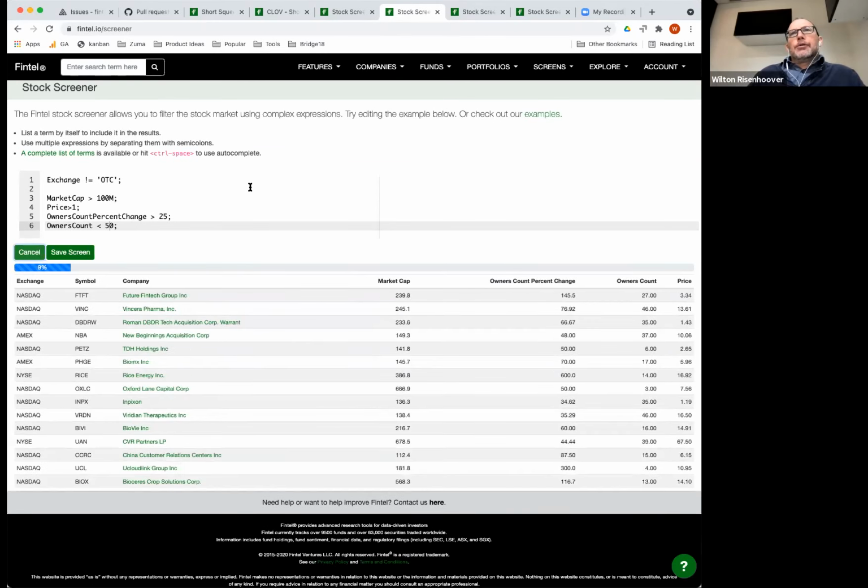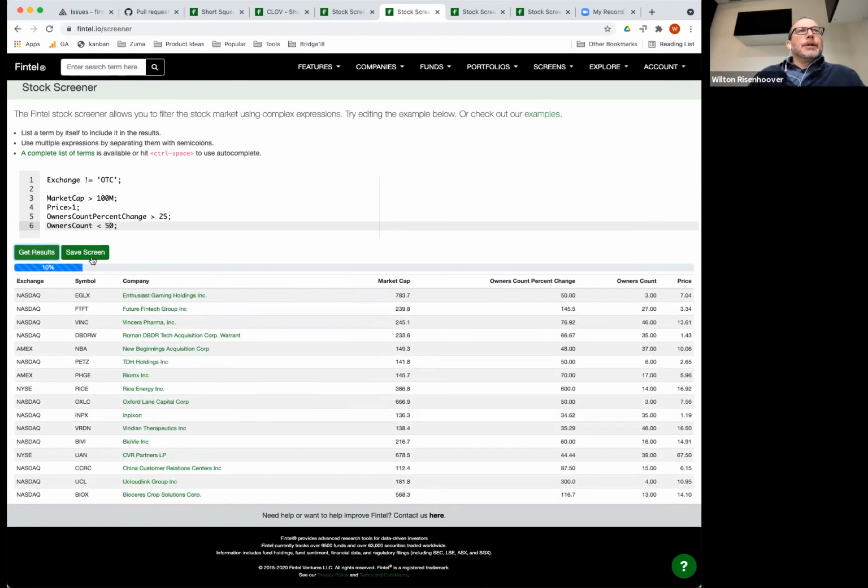And this is going to show you, I'm going to hit cancel. There's only 27 owners in this company right here, Future FinTech Group, but there's been a 145% change in the number of owners. So there was probably 10 or 12 last quarter, and now there's 27. The price is still $3. So this is a really good way to find companies that are early in the ownership accumulation cycle.